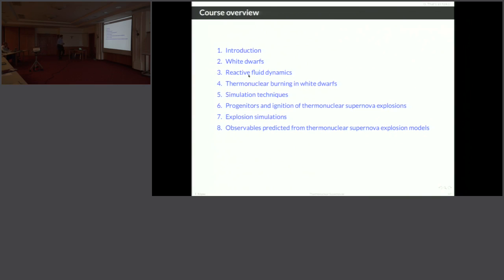So this hopefully was able to give you a good overview of the field of Type Ia supernova research from the theoretical side. All right, so that's it. Thank you very much for your attention.